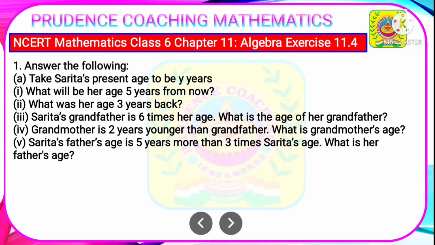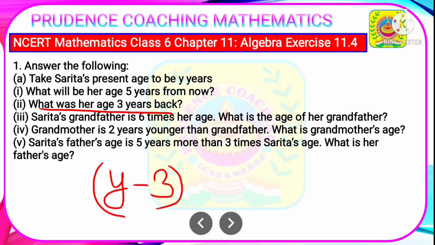Second question. What was her age 3 years back? That means before 3 years, what was her age? Now her age is y years. So now this is the present age. Before 3 years means it will be minus 3. So her age before 3 years, or 3 years back, she was y minus 3 years old.